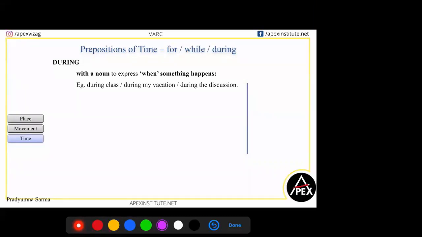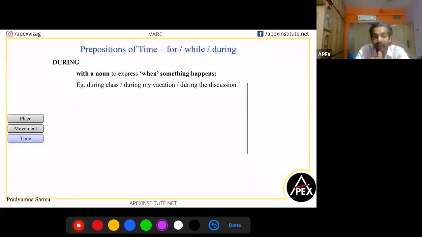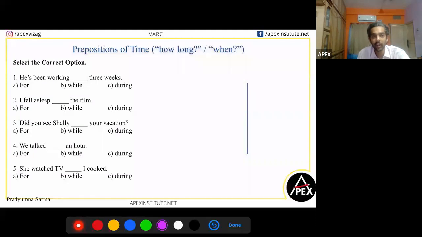Next, what about during? During means when something happens. Okay? You can simply note down these small things and they'll help you a lot. When you're doing your reading comprehensions also, this will help you a lot. Some examples are during class, during my vacation, etc. So during is used for when something happens. Yeah, so let's start this.